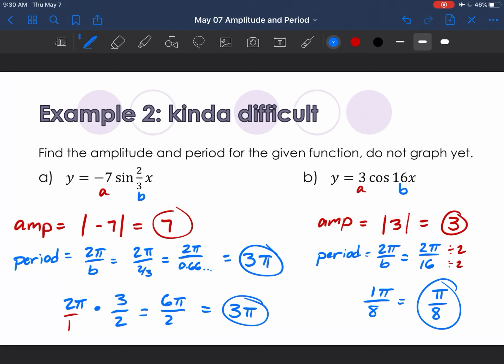All right, guys, so there you go. That's how you find amplitude and period. The next lesson is going to be actually using these in order to graph sine and cosine.